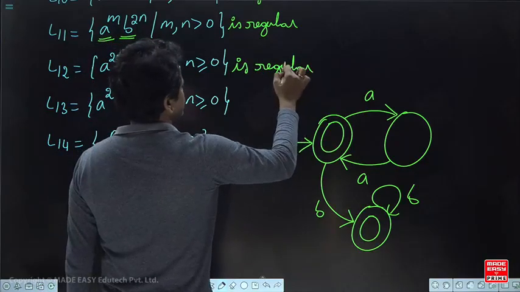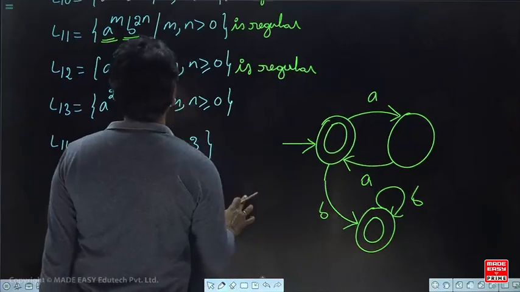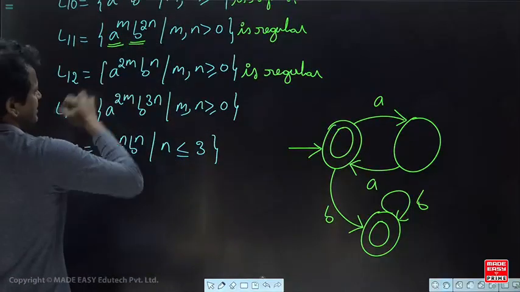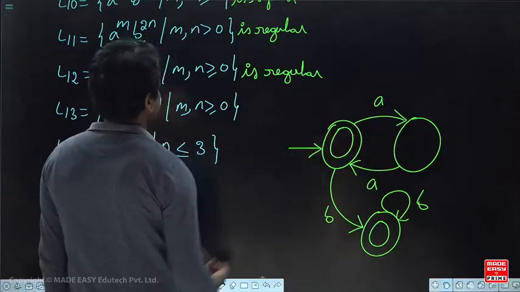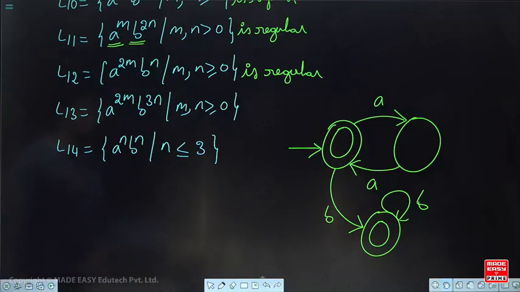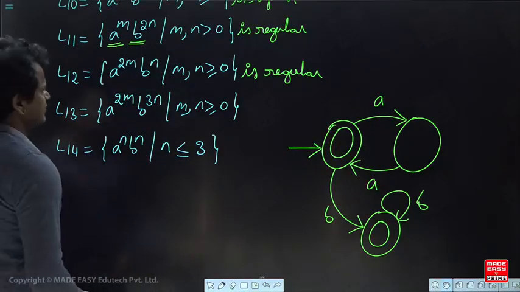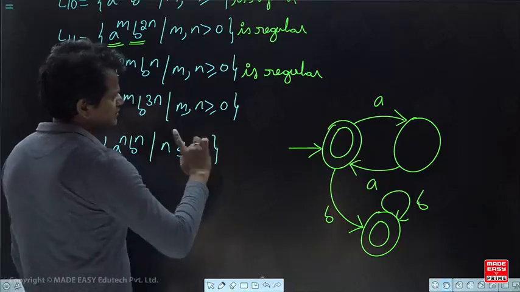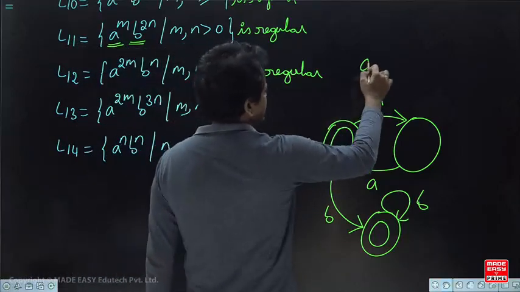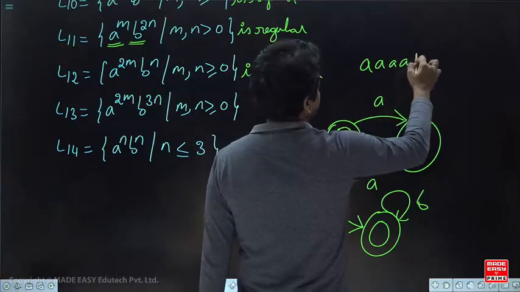There is no comparison between A and B. A's can be any number, B's can be any number, but A's must be an even number. Then no comparison is required. So this is also regular. Okay guys, and moreover, the machine cannot accept, suppose, A power 4, B power 3 as valid.